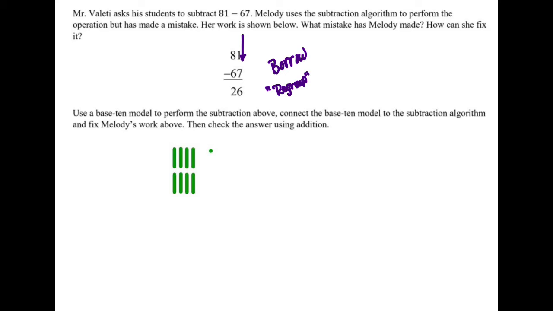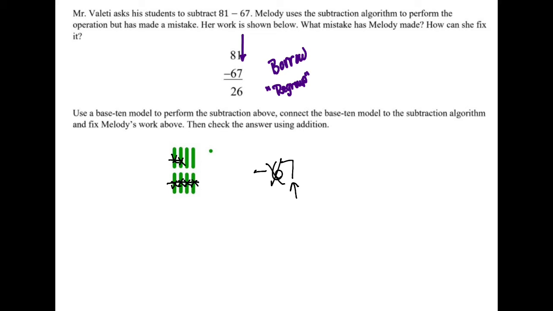So subtracting 67 means I'm going to take away 6 of the rods, right? So there's 1, 2, 3, 4, 5, 6. So these are all gone. So I have 2 rods and a unit left. I've taken care of the 6, but now I still need to subtract 7.